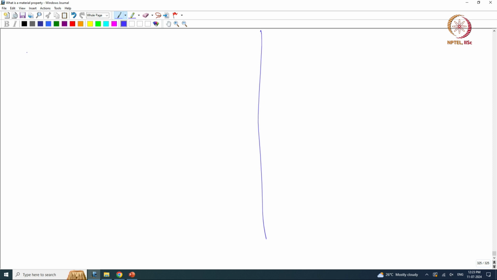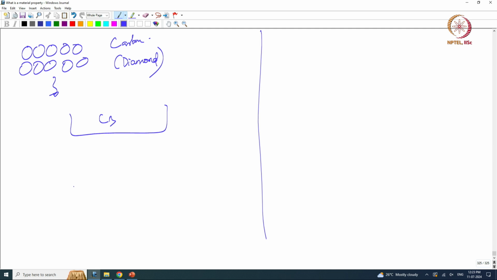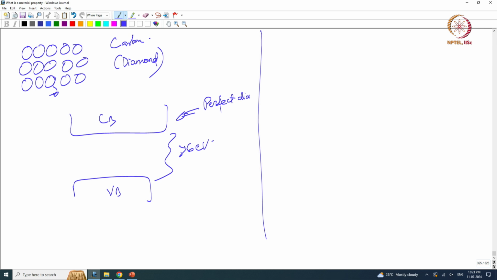If I have a material like carbon, carbon has a certain lattice. This is carbon or diamond in some sense. What is the structure of diamond? The structure of diamond is the diamond cubic structure, and the perfect structure will give rise to a conduction band and a valence band, with a huge band gap of more than 6 electron volts. So diamond is a very good insulator. This, in blue, is perfect diamond.